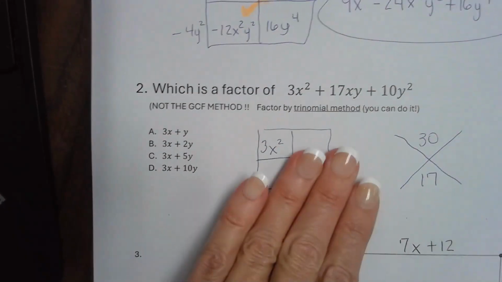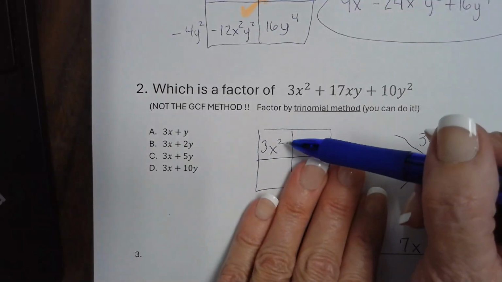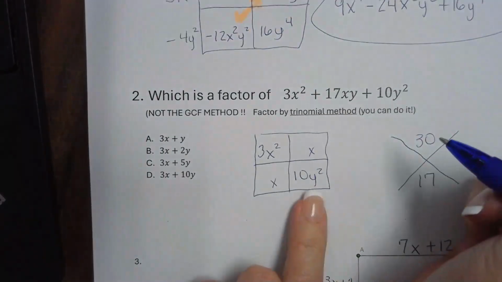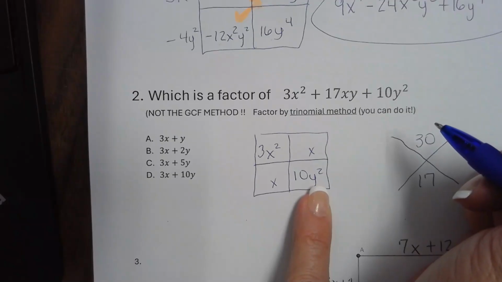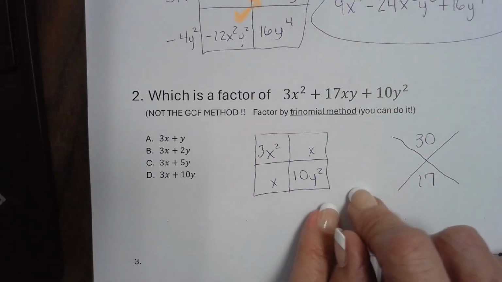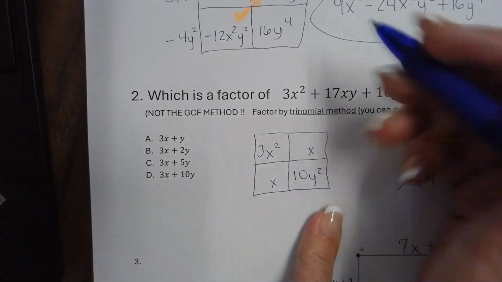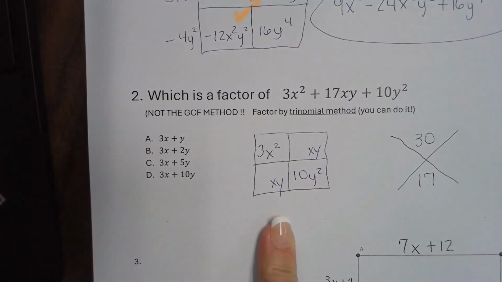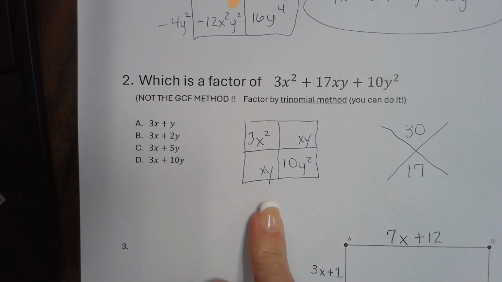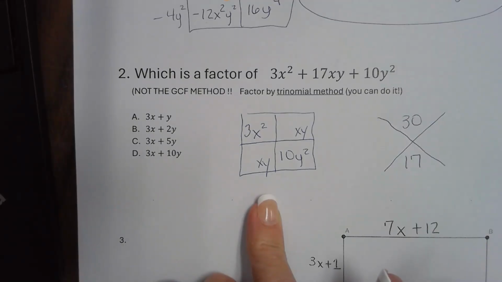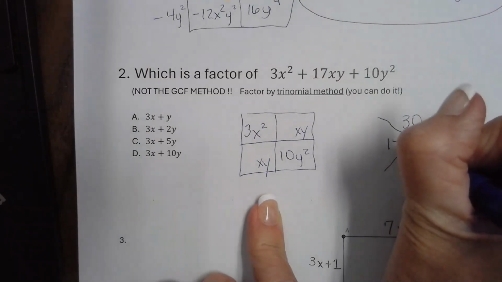Okay. Here is the strange thing. You guys are not used to the y being there. And we know that the x squared breaks down into x and x. Well, y'all know there's a y squared. How do you think that breaks down? If x squared breaks down into x and x, y squared breaks down into y and y. So you had to have an xy in those boxes. Okay, now I need my magic numbers that multiply to get me to 30, but add to 17. 15 and 2.